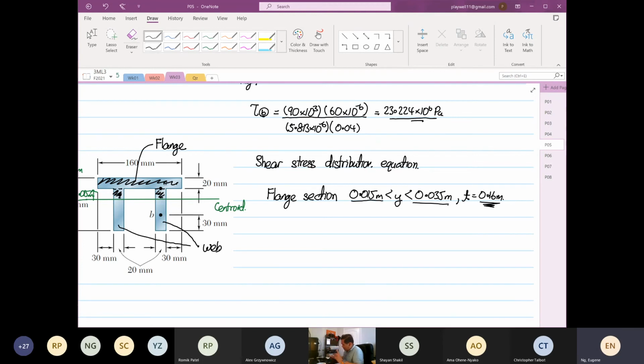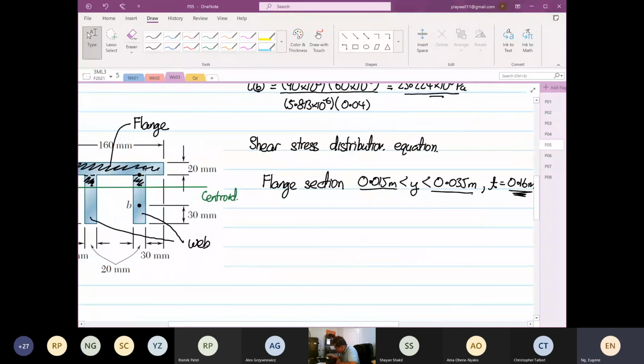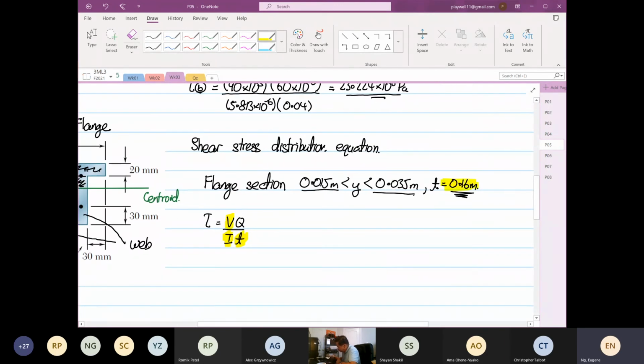Okay, so like anything else, right? We know the shear stress equation is equal to VQ over IT, right? We know V is constant, right? So I highlight this is constant, this is constant. Thickness is also constant because our thickness is defined as what? So the only thing we have to find is Q.